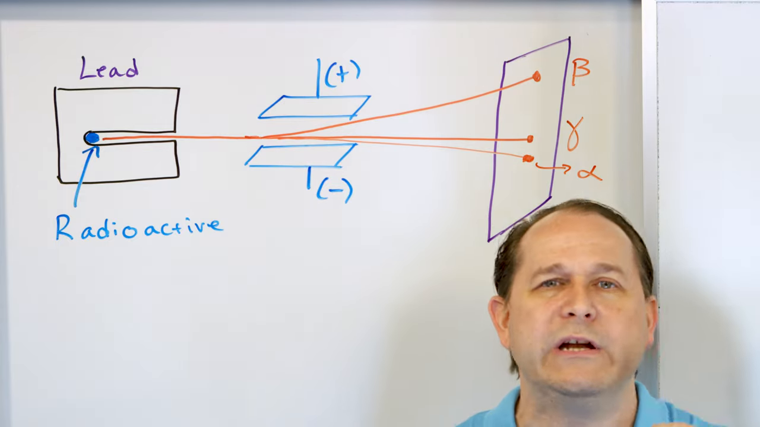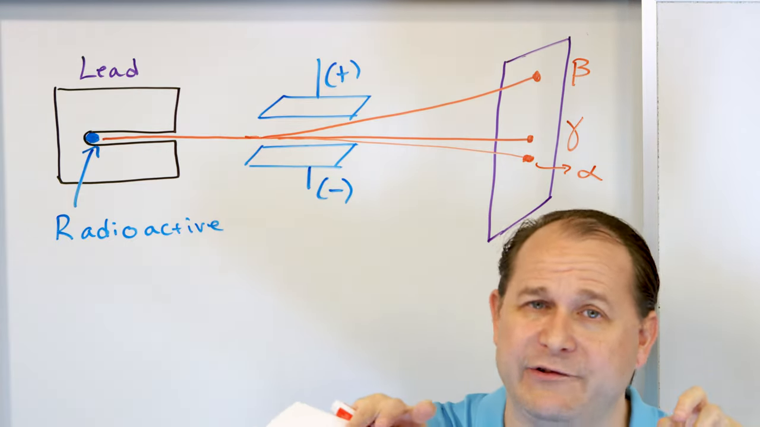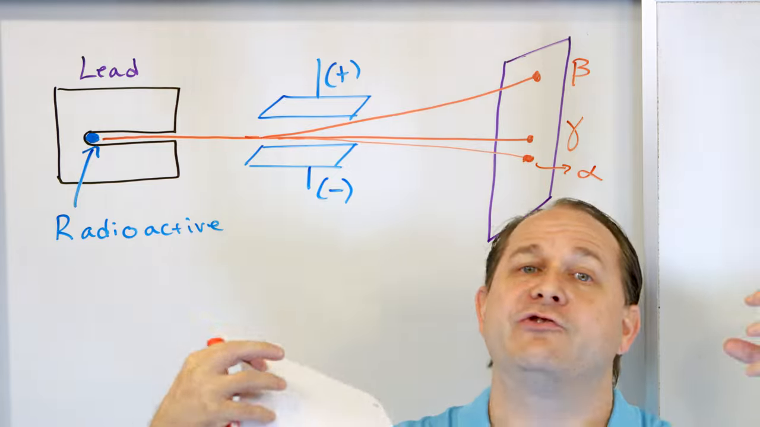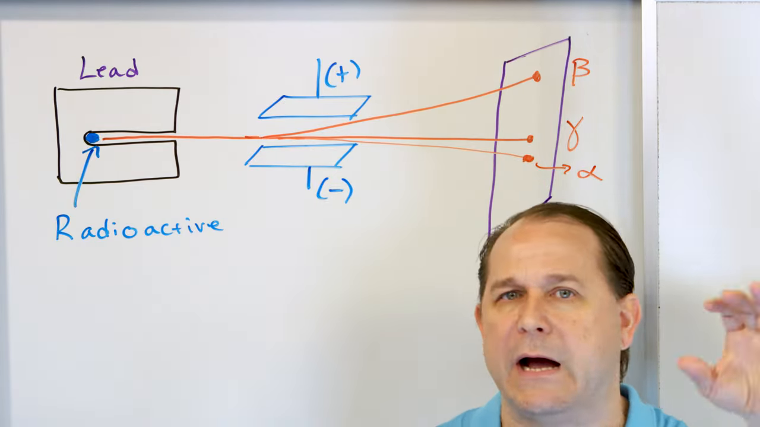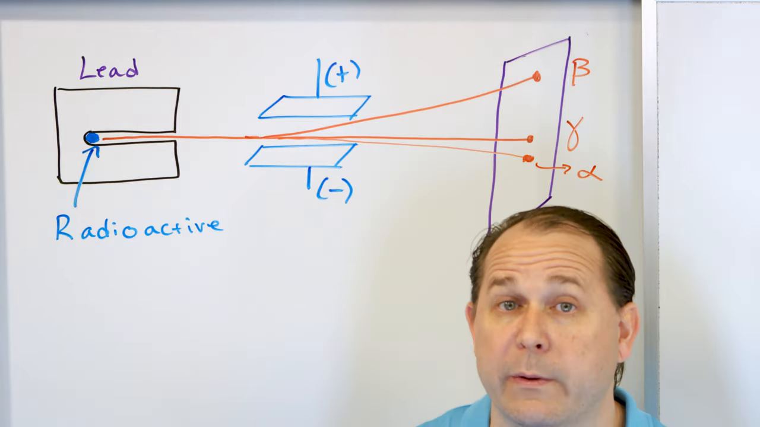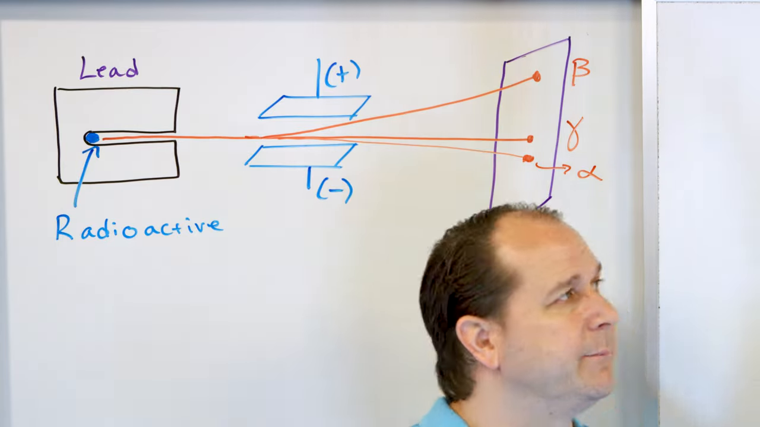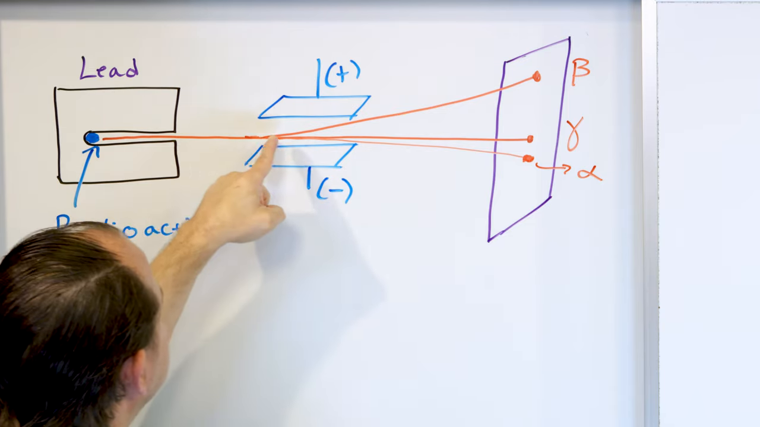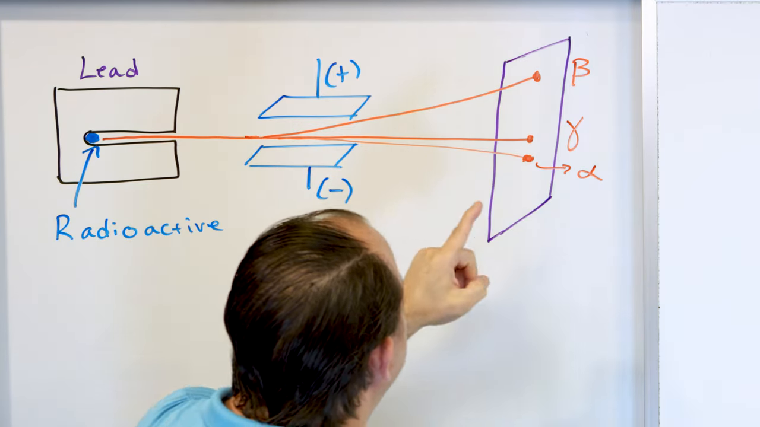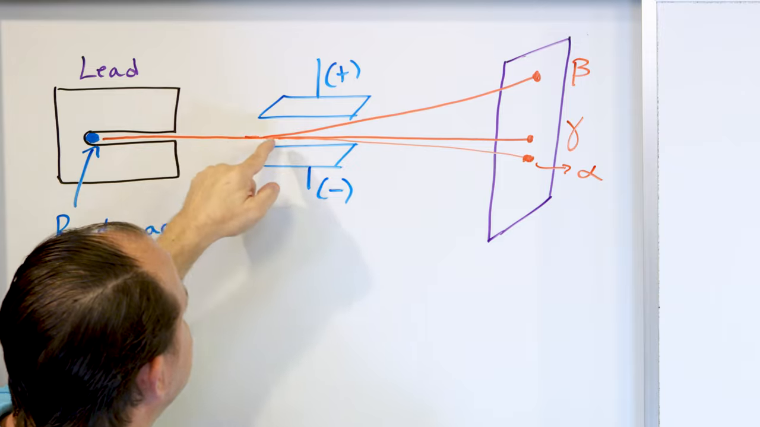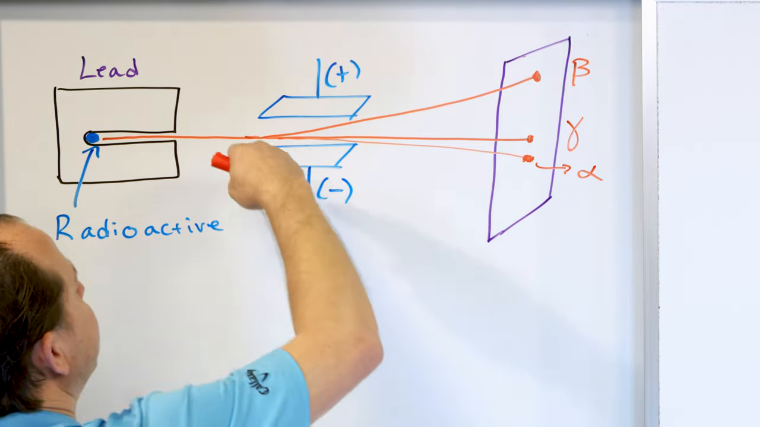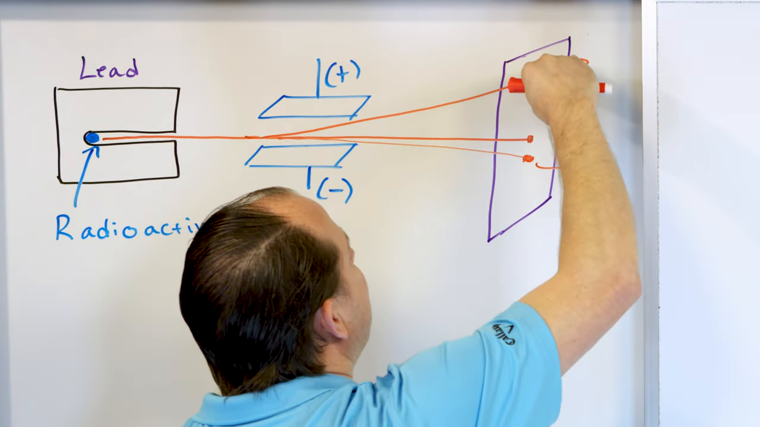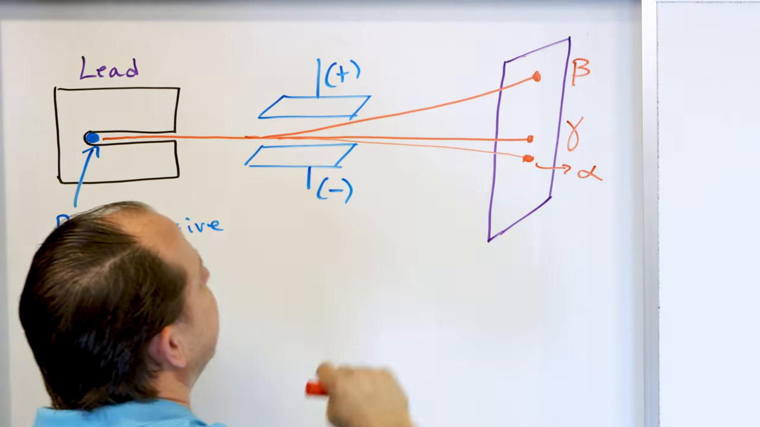Because remember, we know that like charges repel each other and opposite charges attract each other. But if you don't have any charge at all, then you're not attracted or repelled by an electric plate like this. So whatever this beam is that we call the gamma particles, it's not a charged beam because it doesn't deflect at all when it goes through the plates. But then we have another beam that is pulled strongly up. Notice how far it is pulled up. We call those the beta particles.